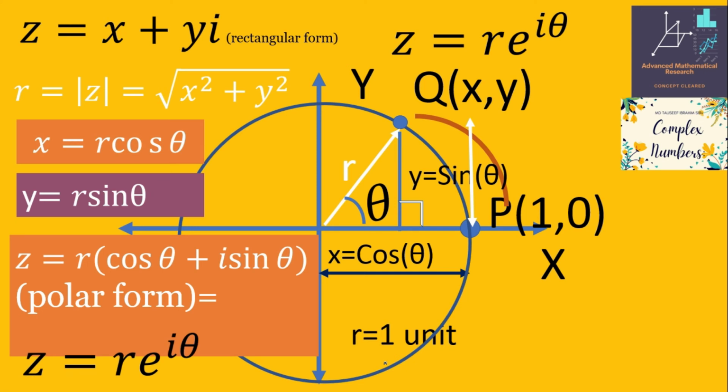So we can see that any complex number z can be written as r times e raised to i times theta. Any problem so far? If you have any problem, please comment.